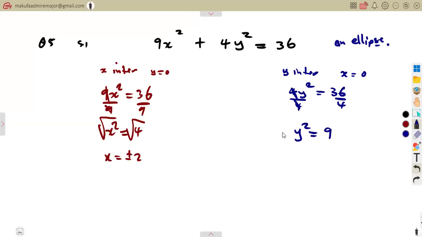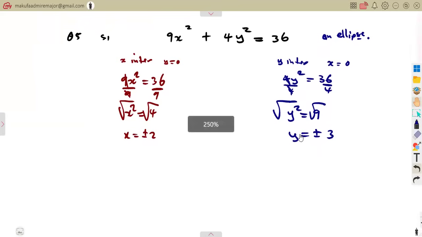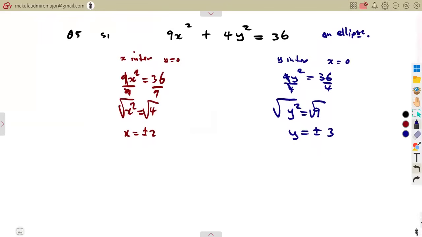So y squared being 9, meaning to say y is going to be plus or minus 3. So these are the intercepts that they need you to just show on the graph, I mean, on your answer book. You're going to indicate, like in the x-axis and in the y-axis, these points. So that is, you've got the x and the y.